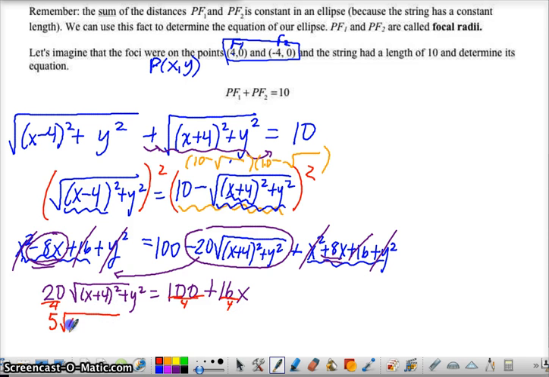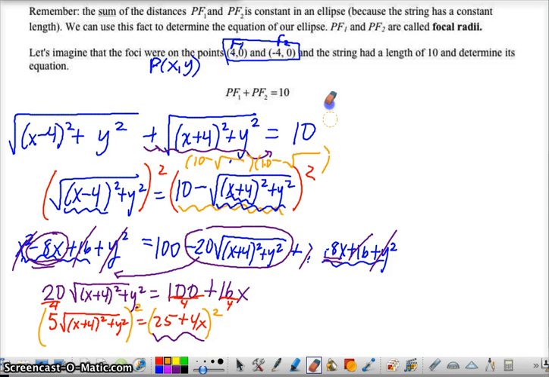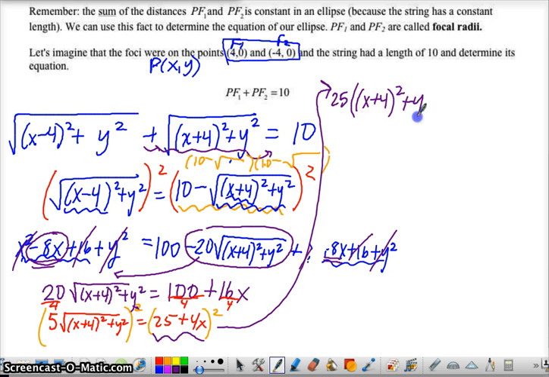This would become 5 times the square root of x plus 4 squared plus y squared equals 25 plus 4x. Now I've got to square both sides. To save space, I'm going to continue up here. So I square both sides. On my left-hand side, I have to square 5, which is 25, and then I have to square the radical. Squaring the radical gets rid of the radical, so that just becomes itself. On the right-hand side, I can write 25 plus 4x, the quantity squared.